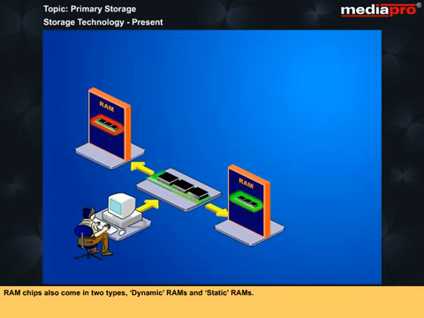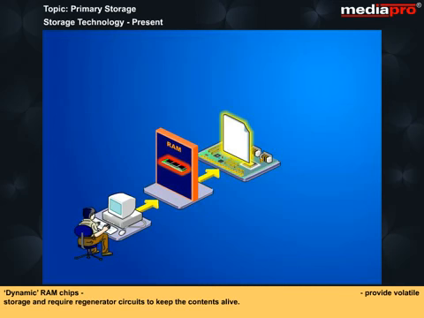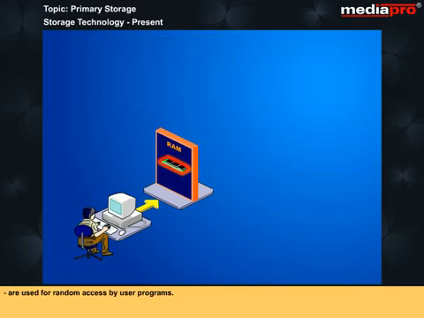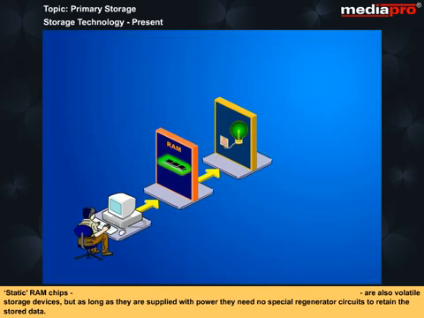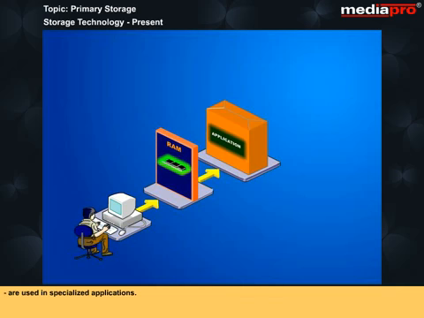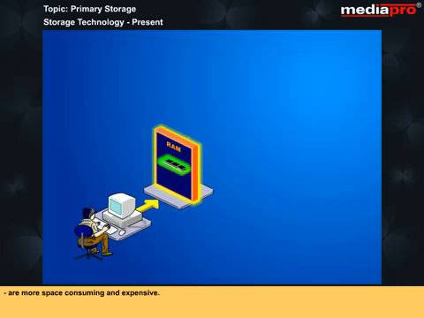RAM chips also come in two types, dynamic RAMs and static RAMs. Dynamic RAM chips provide volatile storage and require regenerator circuits to keep the contents alive. They are used for random access by user programs and are less expensive. Static RAM chips are also volatile storage devices, but as long as they are supplied with power, they need no special regenerator circuits to retain the stored data. They are used in specialized applications, and are more space-consuming and expensive.